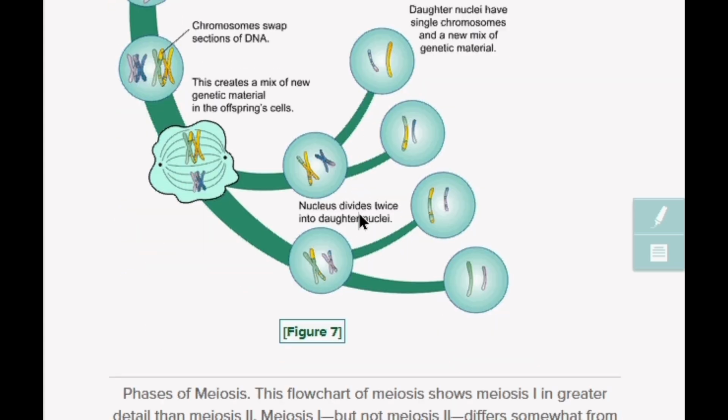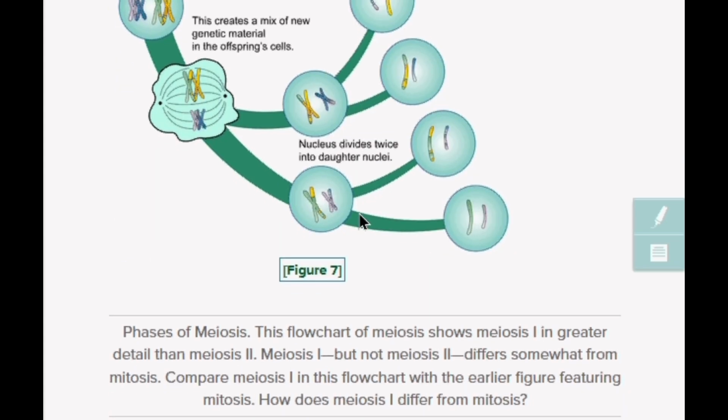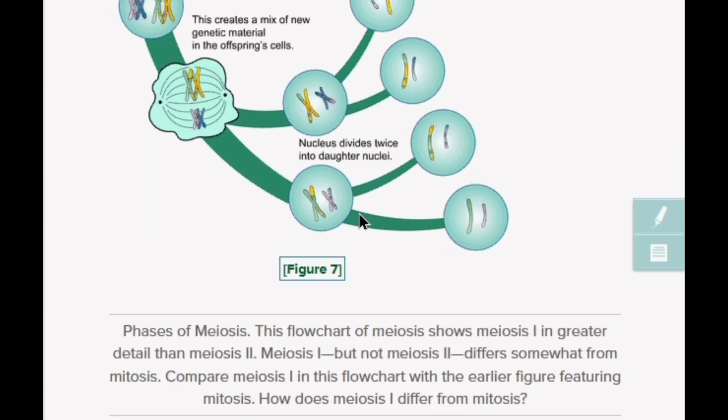Figure 7. Phases of meiosis. This flowchart of meiosis shows meiosis I in greater detail than meiosis II. Meiosis I but not meiosis II differs somewhat from mitosis. Compare meiosis I in this flowchart with the earlier figure featuring mitosis.